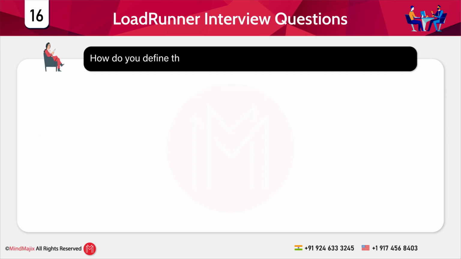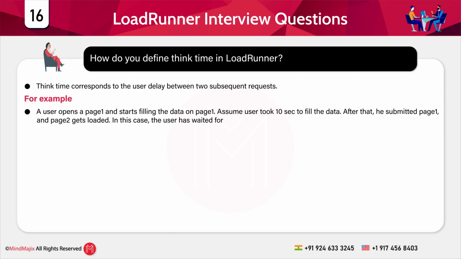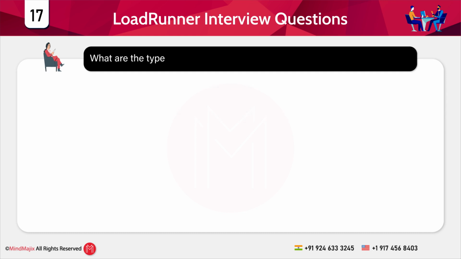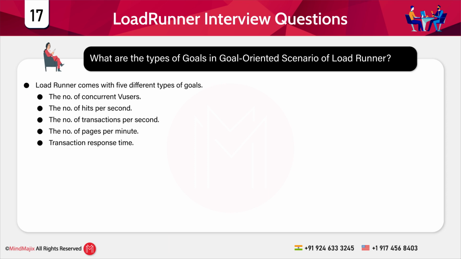How do you define think time in LoadRunner? Think time is nothing but a time delay intentionally I am giving between two steps. What are the types of goals in a goal oriented scenario? The number of concurrent users, number of hits, number of transactions, number of pages per minute, transaction response time. These are the things.